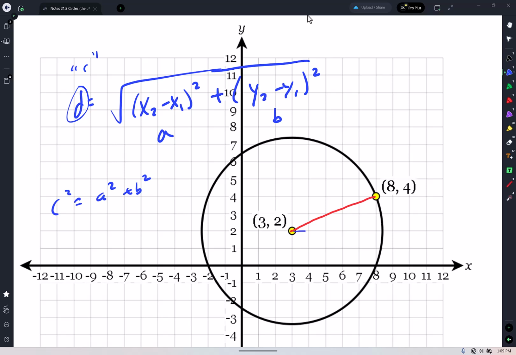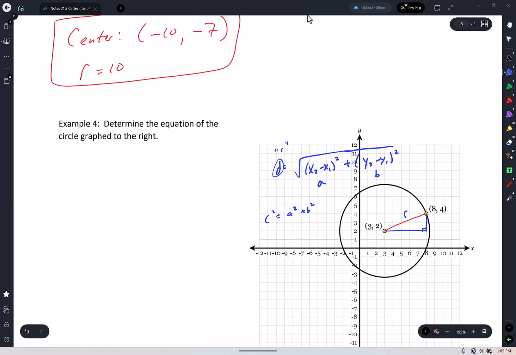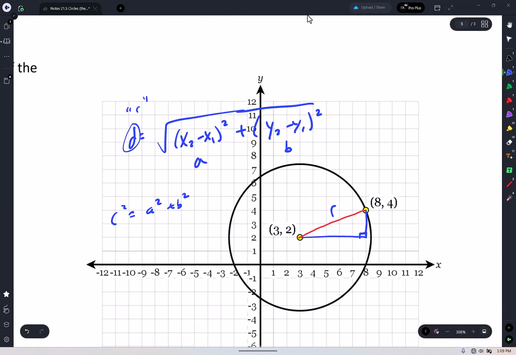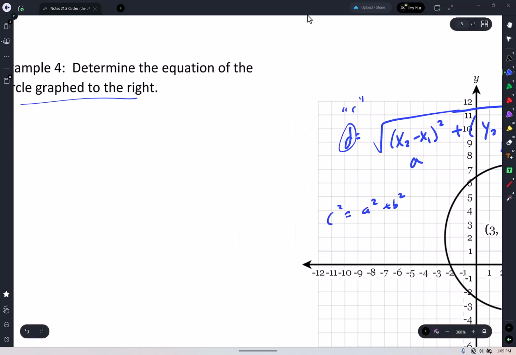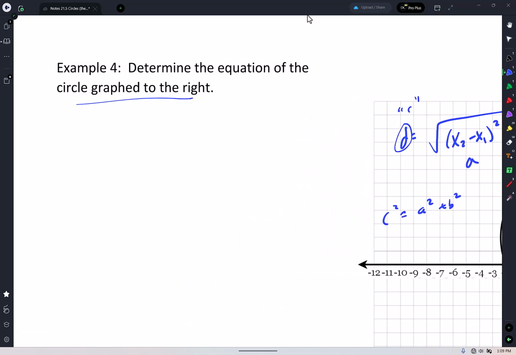All you got to do is this. There's my right triangle on this one. You don't have to do the right triangle for all of them, especially if it would have been a perfect right there. I need the r because, what do they want? It says determine the equation of the circle graph to the right. So I need the r there in order to fulfill this, guys: (x minus h) squared plus (y minus k) squared equals r squared. So I need this guy.